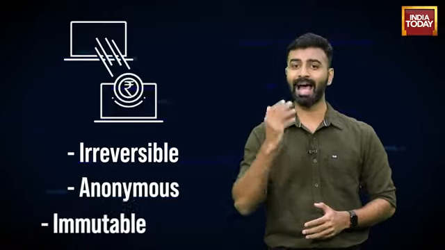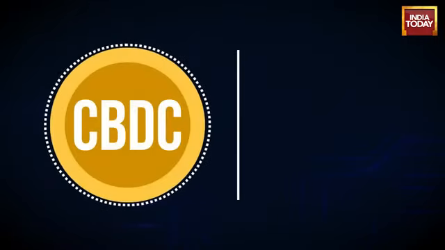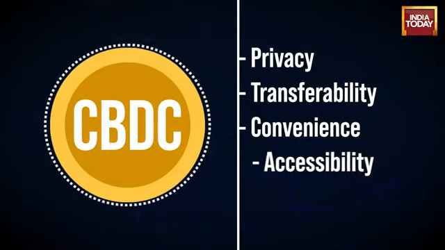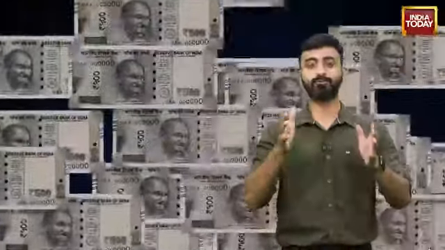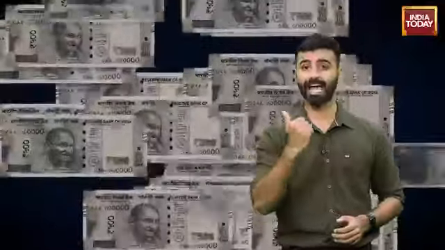Also, these transactions are irreversible, anonymous and immutable, which means that they cannot be changed. As much as this might look easy to you, stealing CBDCs is near to impossible. With CBDC, you get better privacy, transferability, convenience, accessibility, and financial security. CBDC can also help the government save up to 5,000 crores that it has to spend on printing notes annually.